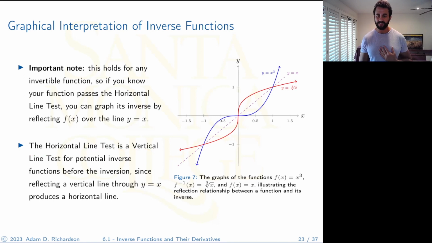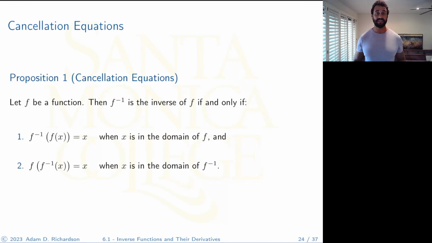So the horizontal line test is a vertical line test for possible inverses, right? Before the inversion, because if you reflect a vertical line through y equals x, it produces a horizontal line. So if I wanted to reflect this line through the line y equals x, what I'll get is this. So rather than try to invert the function and then sketch it and then do the vertical line test, you can just do the horizontal line test, and that'll tell you if the inverse is a function. Pretty cool.